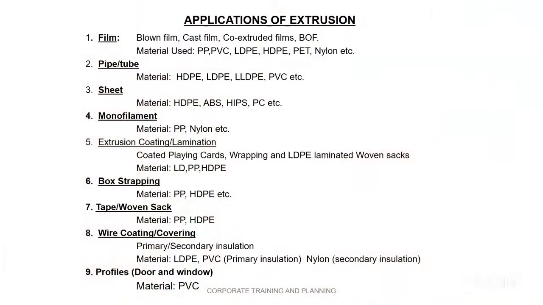Now, what are the applications of extrusion? See here, blown film, cast film, co-extrusion film. We are going to take this now, after finishing the corrugated pipe, which we are just talking about now. Now, we are going to talk about the blown film, how the blown film is manufactured, how cast film is manufactured, all these things, which are the materials: PP, PVC, LDPE, HDPE, PET, and nylon. And how these are manufactured, we are going to see.